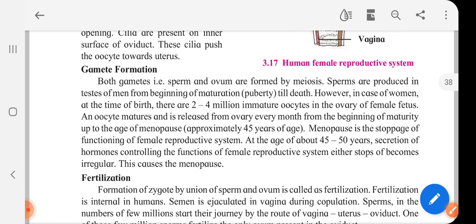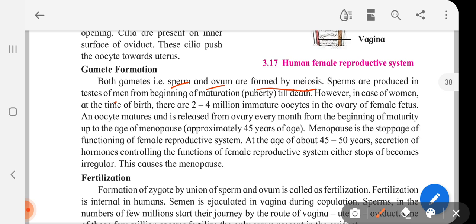Now, how are the gametes formed in humans? Both gametes, sperm and ovum, are formed by meiosis. Meiosis, we know, is a cell division process for the formation of germ cells. So in man it's sperm and in female it's ovum.